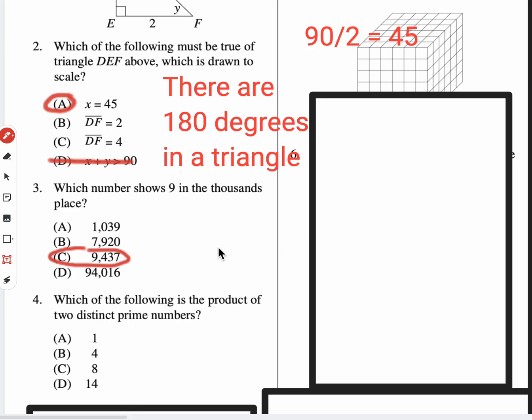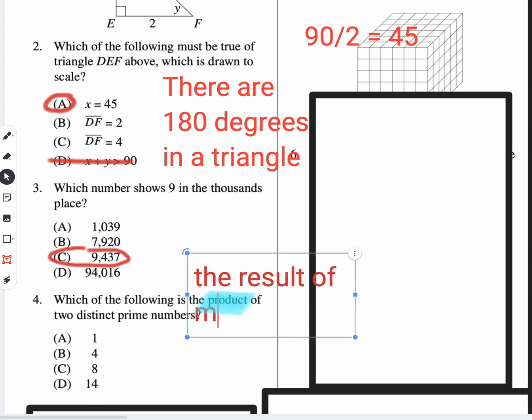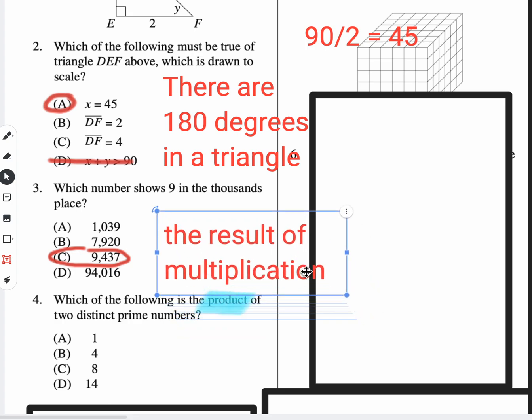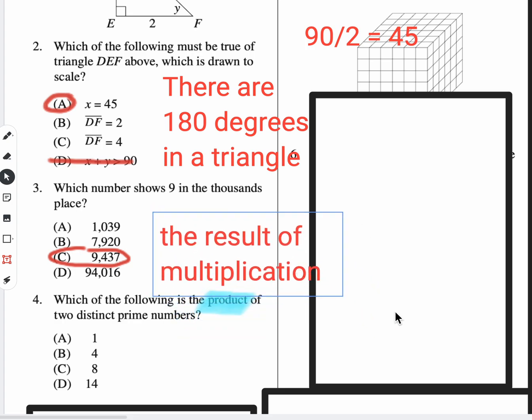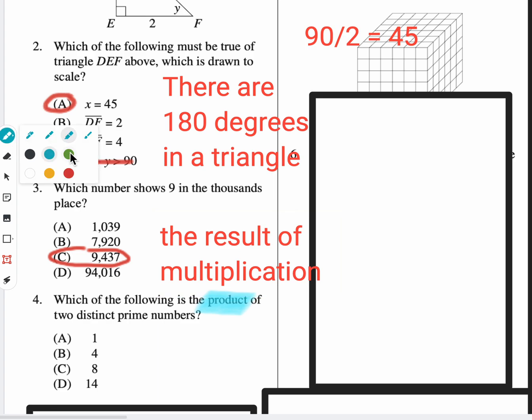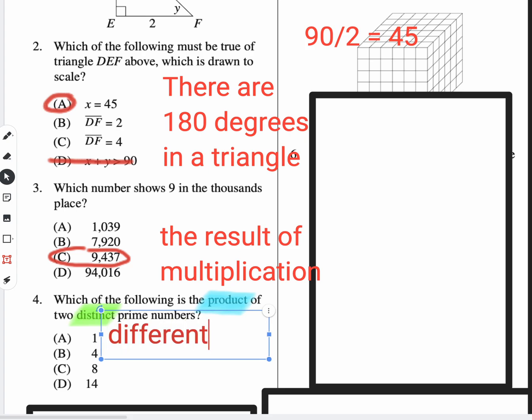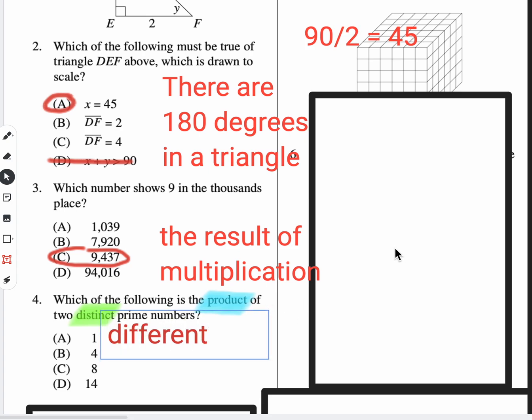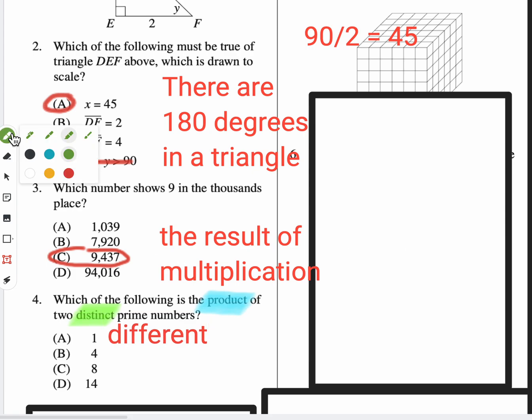Number 4, which of the following is the product of two distinct prime numbers? Here we're looking at math vocabulary. Let's first highlight product. Product means that we are multiplying. Product is the result of multiplication. Distinct means that they are different. And prime means that the only factors will be 1 and the number itself.